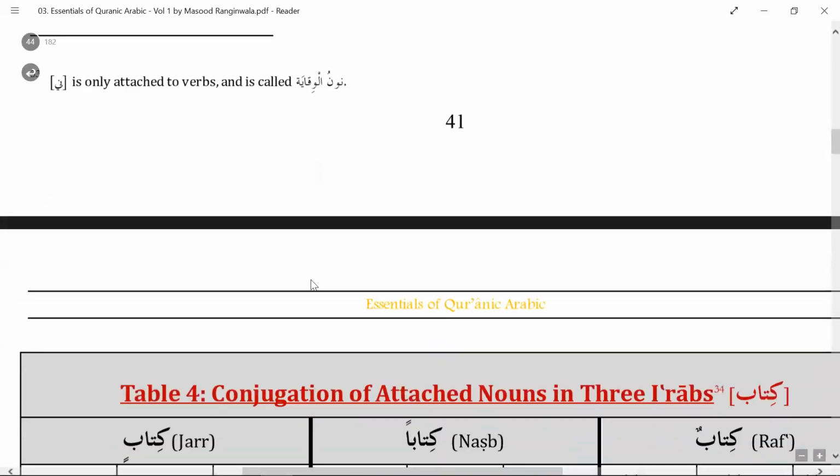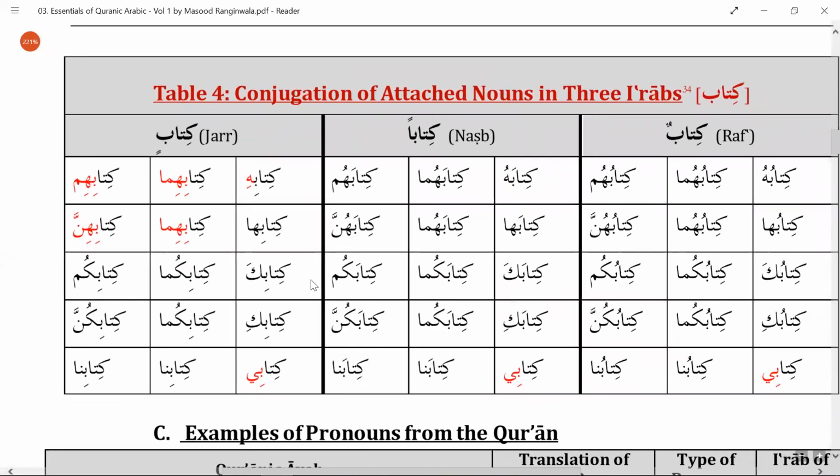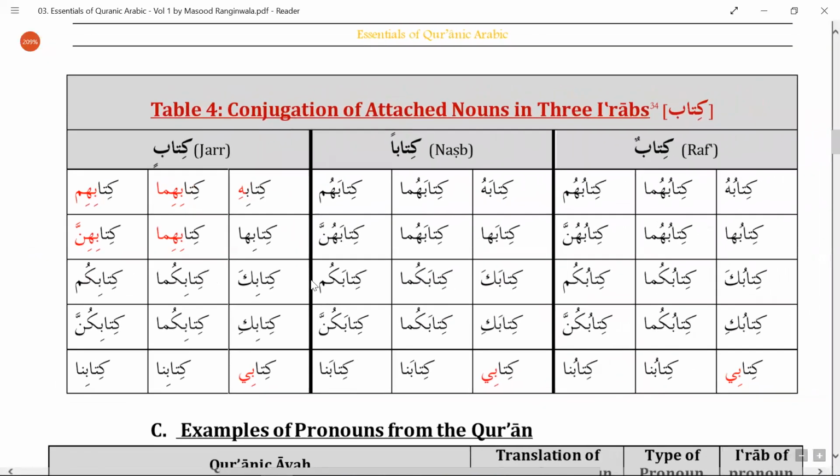Noonul wiqaya. Now here there is an example of rafa, nasb and jar for the attached pronoun. For example, if it is rafa, it will be huwa, huma, hum.